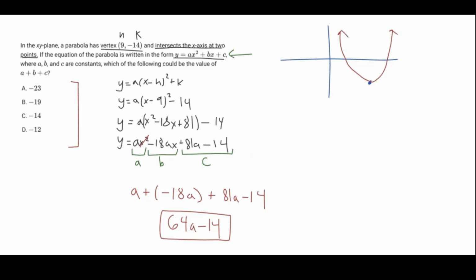So now what we want to do is just set this equation right here equal to each of our answer choices. You'll see something very interesting. This is going to be a very long process because I'm using my mouse. So we set this equal to 23.